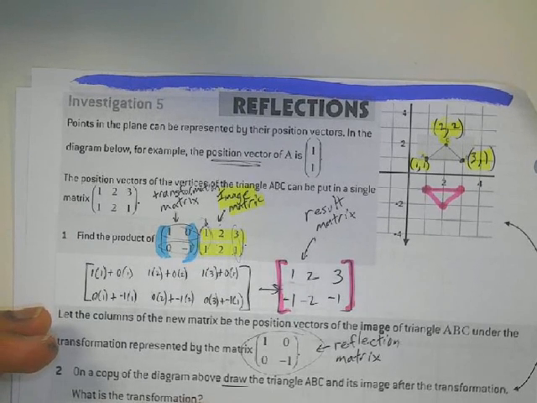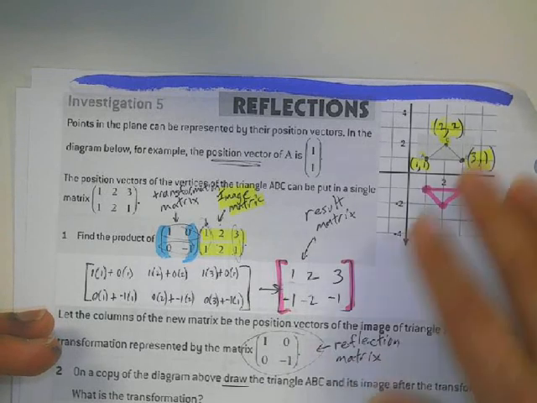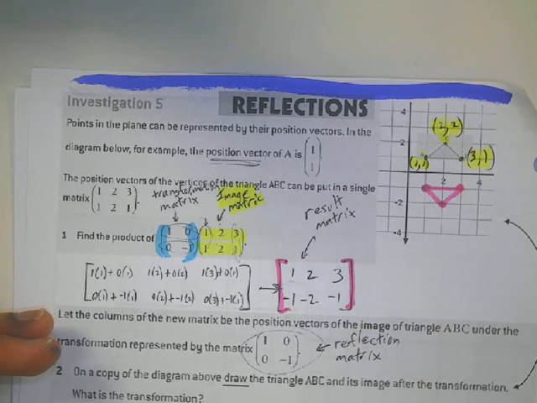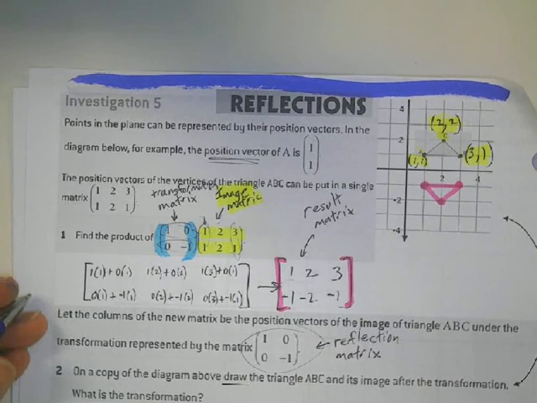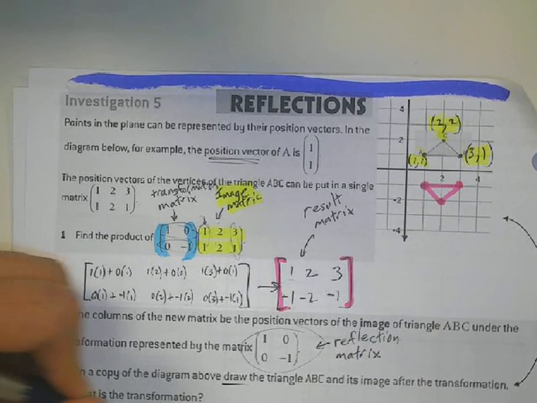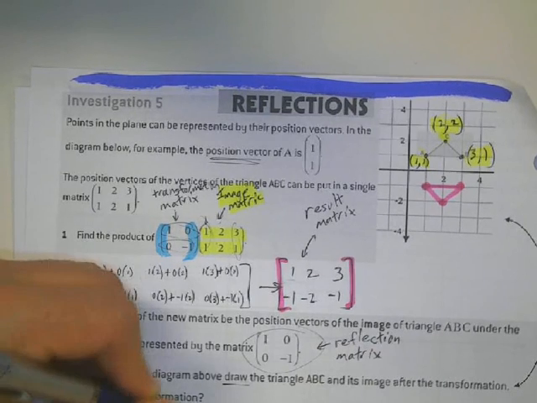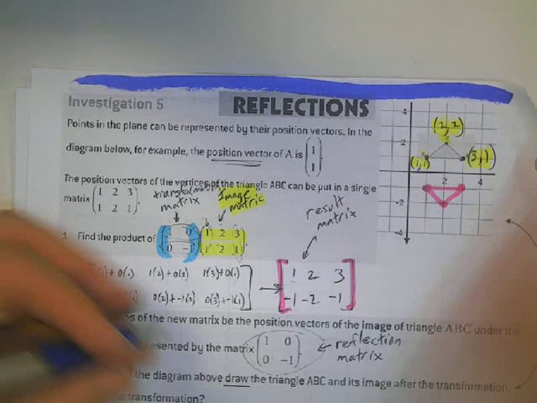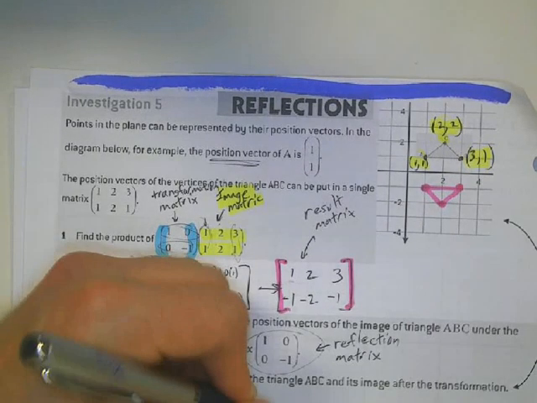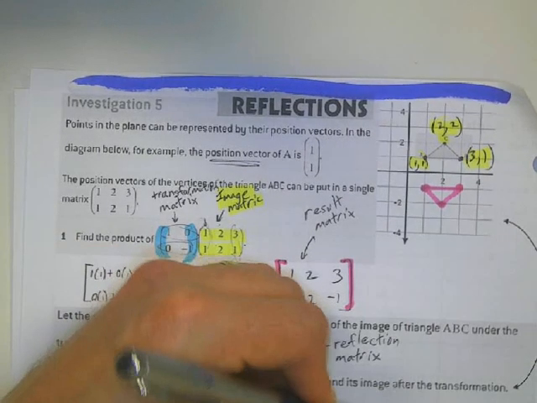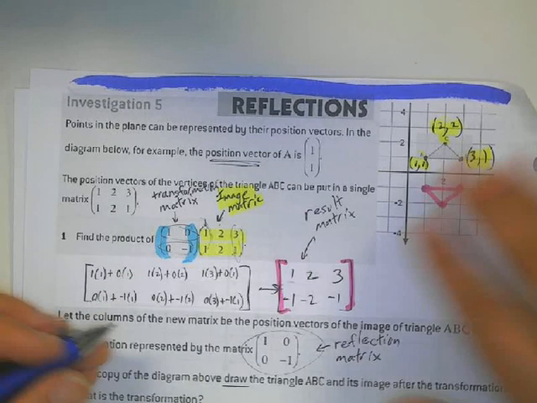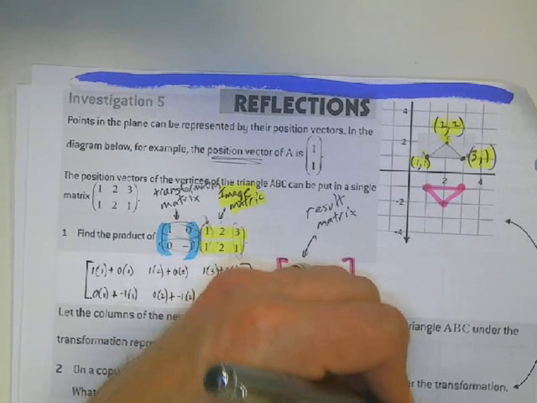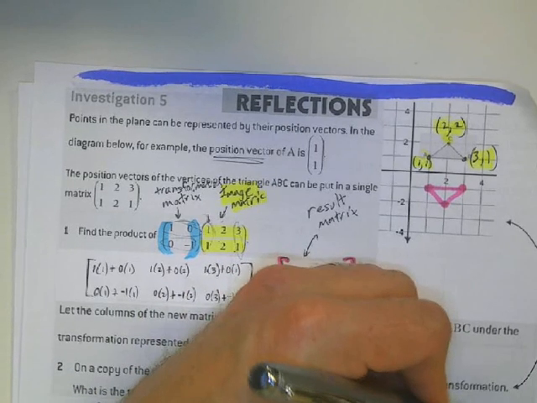So on the diagram, draw the new triangle after the transformation. So what is the transformation? The transformation is a reflection on the x-axis. We could also say on the line y equals 0. Oh gosh, you can't see what I'm writing.